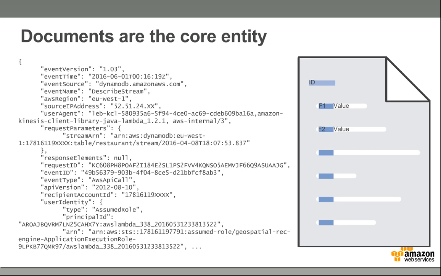So the document is the core entity, and just looking back at that CloudTrail example, again, we have a number of fields here, like event version, event time, event source, etc. These are all put together into a single document that gets sent into the search engine.